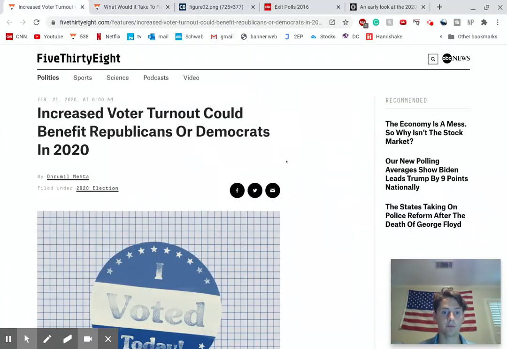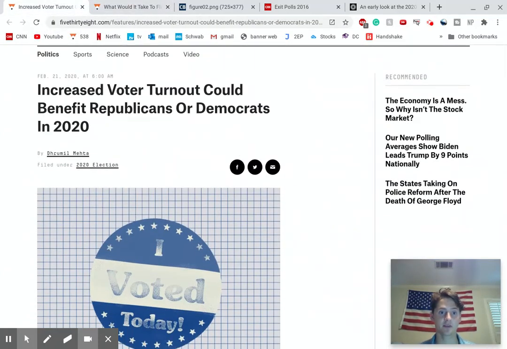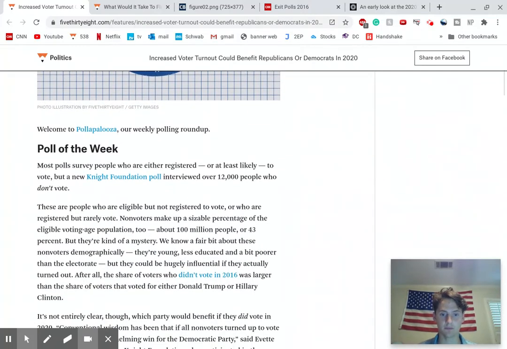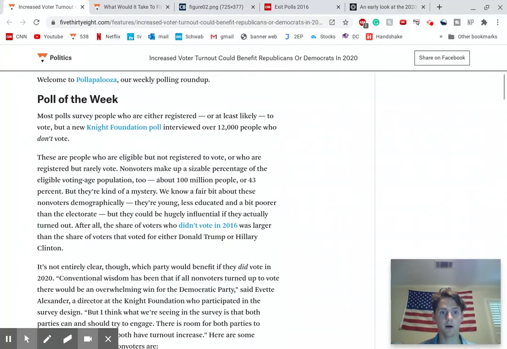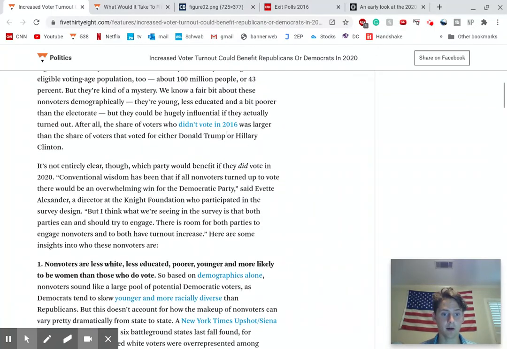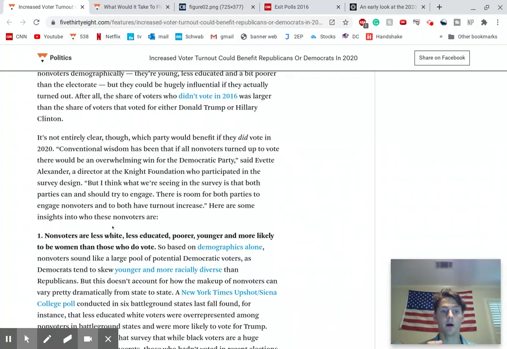So I want to go over this article that I think was pretty interesting in 538. Basically the title is "Increased Voter Turnout Could Benefit Republicans or Democrats." And I just want to go through a few things. The Knight Foundation poll did this survey of 12,000 people who never vote. And typically political scientists don't focus on these people at all because they're not relevant. They aren't going to help them. But what they found is that non-voters are less white, less educated, poorer, younger, and more likely to be women than those who do vote.